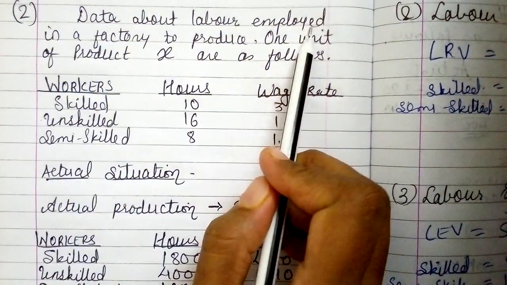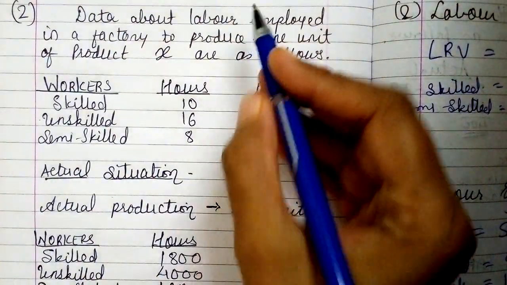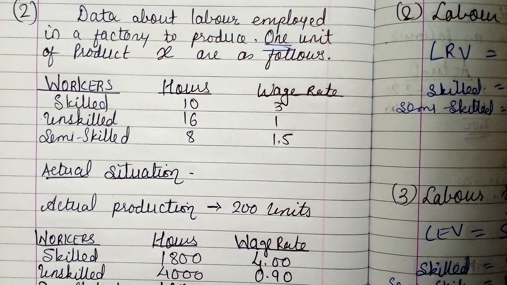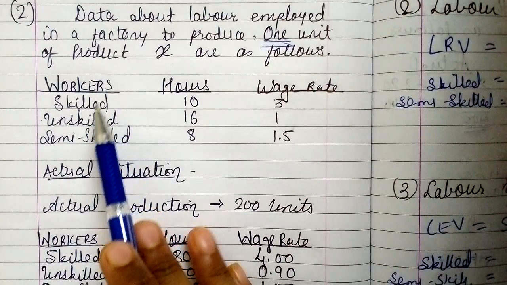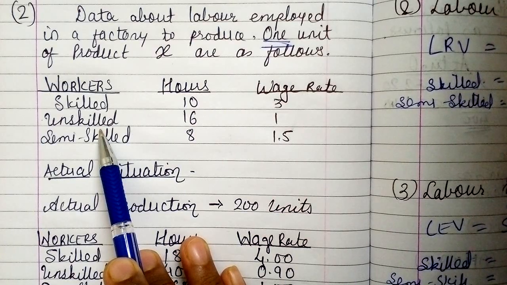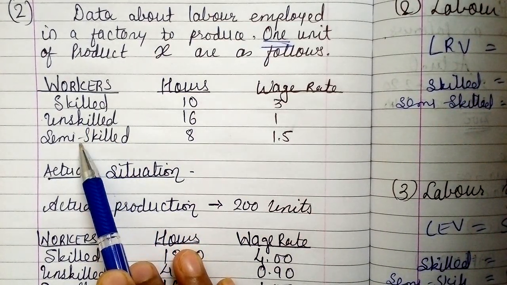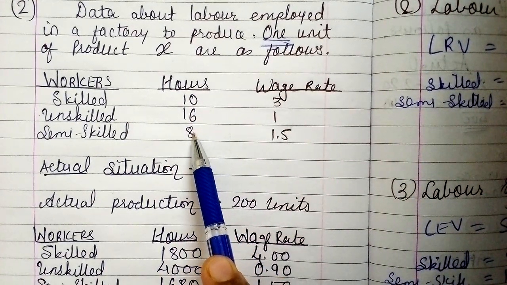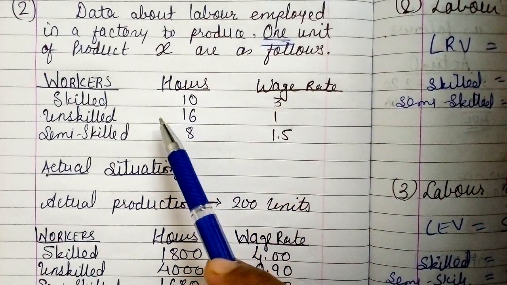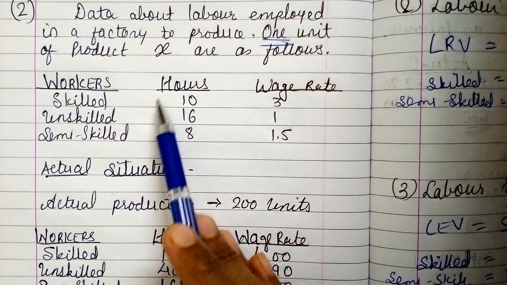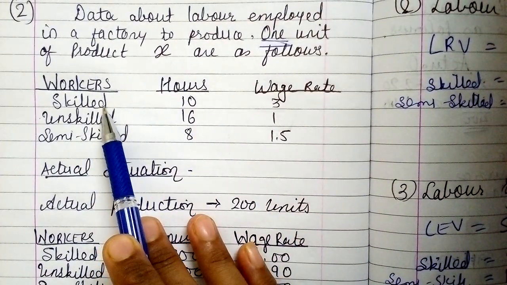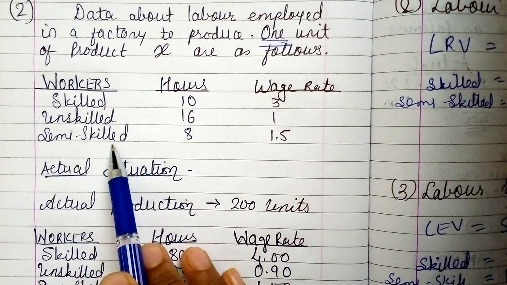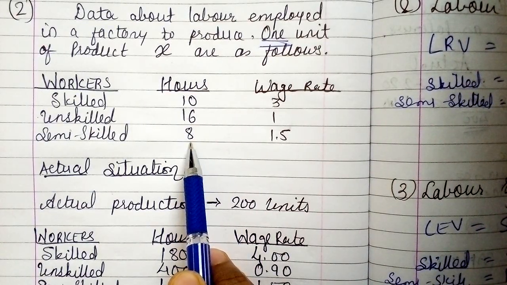The data about labor employed in a factory to produce 1 unit of product X are as follows. So the standard is given for only a single unit, right? There are 3 types of workers used for the production of the same unit: skilled workers, unskilled workers and semi-skilled workers. Number of hours allowed or taken 10, 16 and 8, and wage rate 3, 1 and 1.5. Interpretation of this can be done as: for production of product X, the skilled workers have worked for 10 hours, unskilled workers have worked for 16 hours and semi-skilled workers have worked for 8 hours to complete a product.